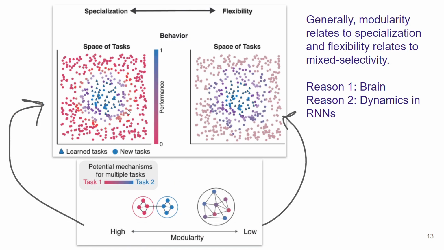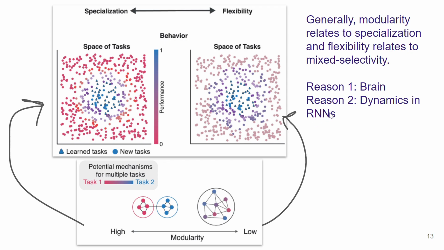And essentially they make the claim that highly modular architectures are in general specialized, and mixed selective architectures are in general more flexible. And they back this up using two reasons. Number one, brain, which we will be going into, and reason two would come up later in the presentation, which is dynamics and recurrent neural networks. But I would like to slightly mention a thing about this reason two.